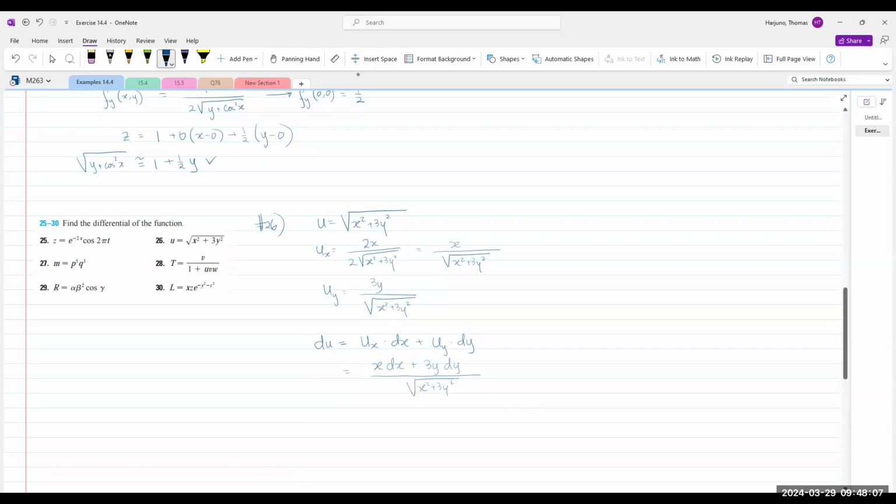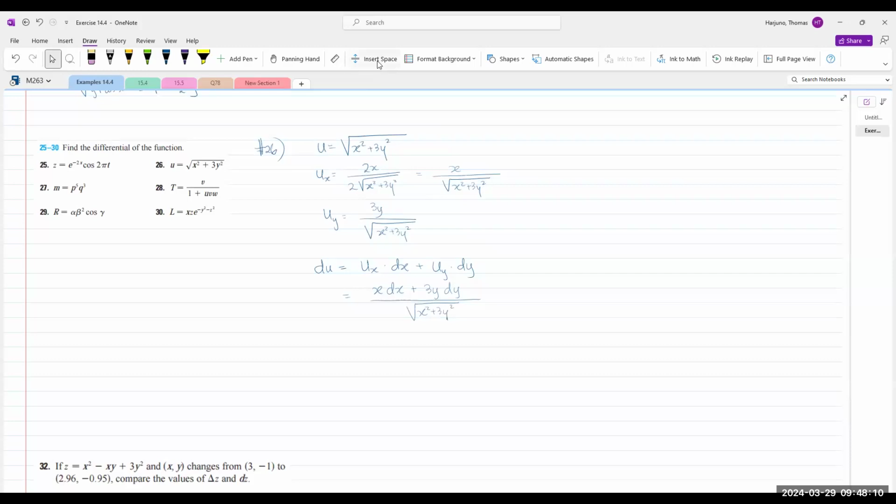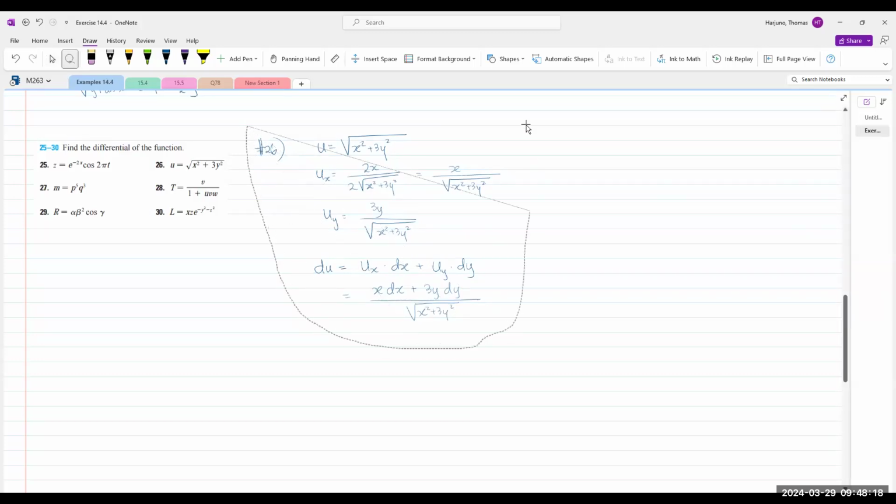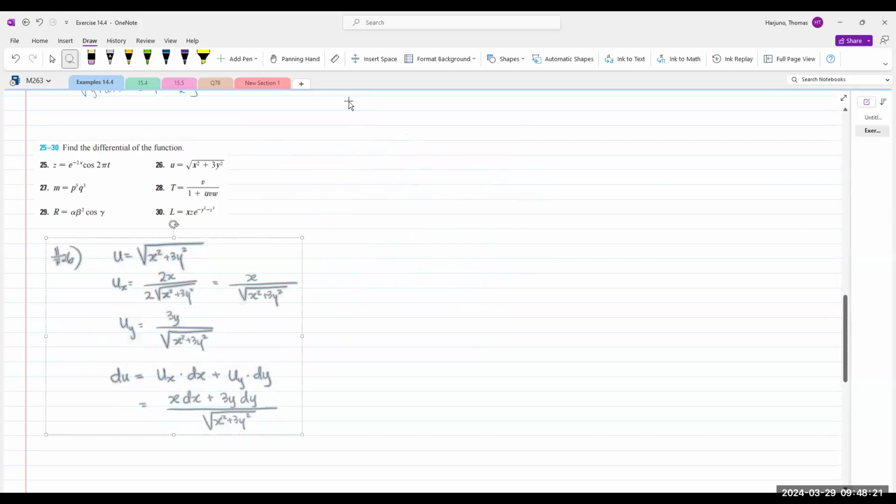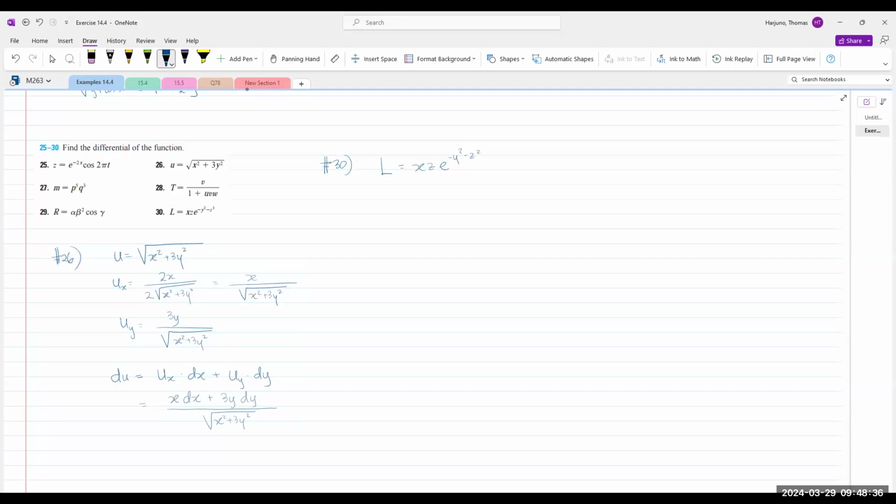For number 26, let's do, I think it's reasonable to do number 30, right? Let's try. You know what? Let me move number 26 underneath, and then I can do number 30 on the right hand side. So L equals x z e to the negative y squared minus z squared. So the partial with respect to x will be z e to the negative y squared minus z squared. Partial with respect to y will be negative 2xyz e to the negative y squared minus z squared.